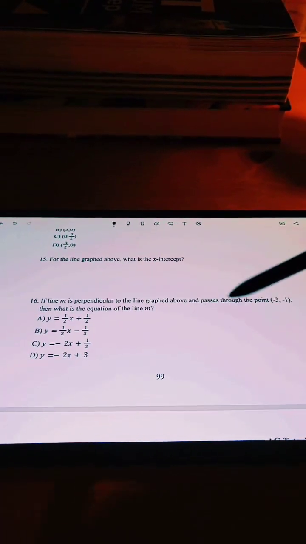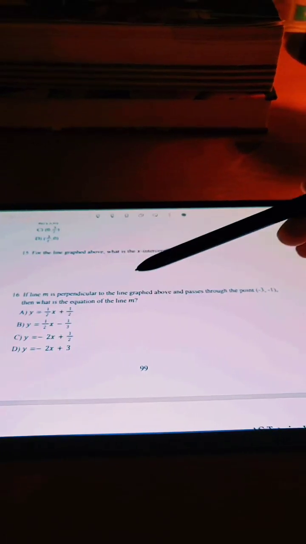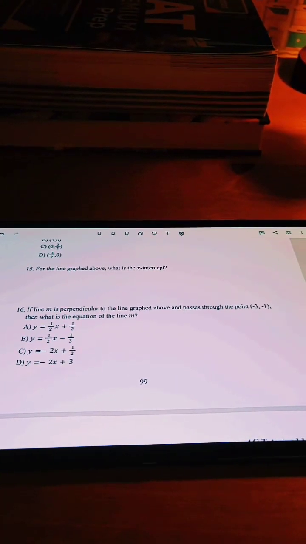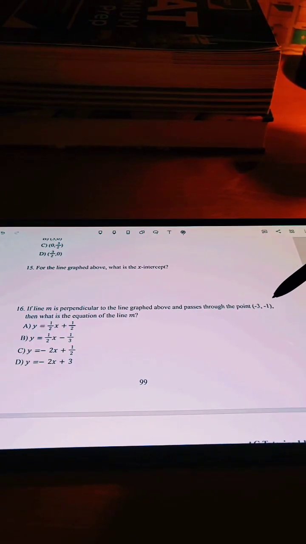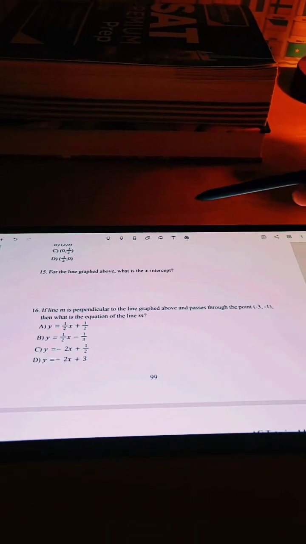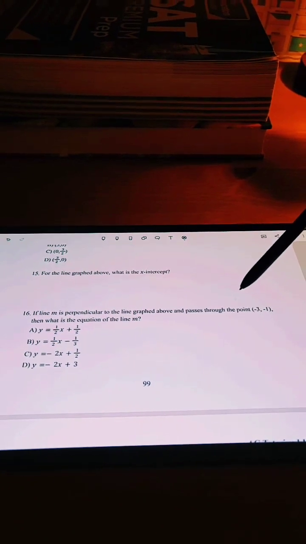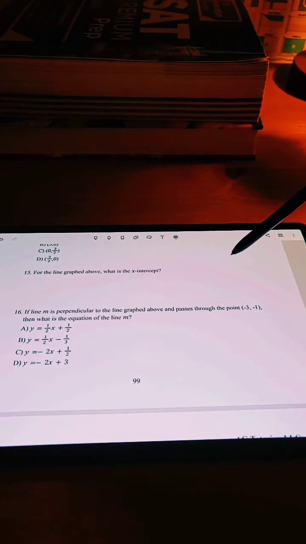Number 16 also applies to that same graph. If line M is perpendicular to the line graphed above and passes through the point (-3, -1), then what is the equation of line M? Remember, perpendicular is the one where it's the negative reciprocal slope.